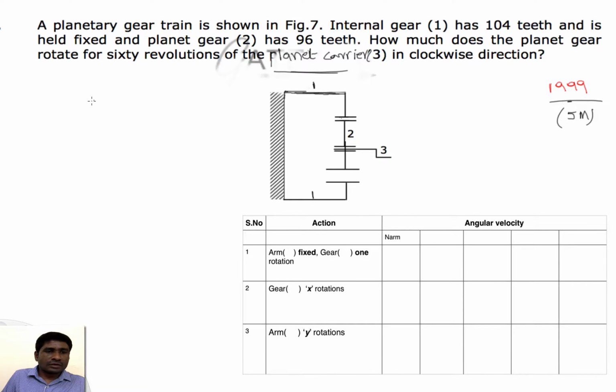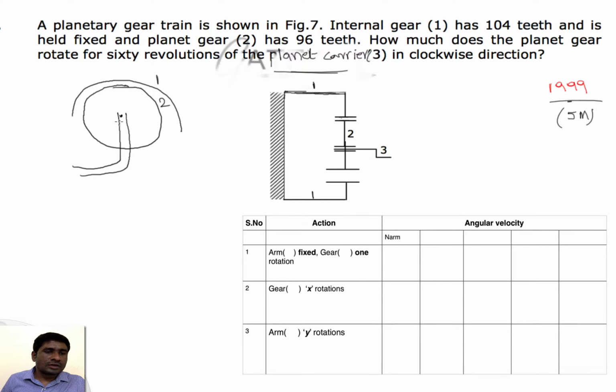If I draw this, the internal gear is like a ring gear, and we have a gear like this inside. This is gear 1 and this is gear 2, and here the arm is attached. Arm 3 is attached like this. This is the 3 here. So this is given here, and the internal gear has 104 teeth.